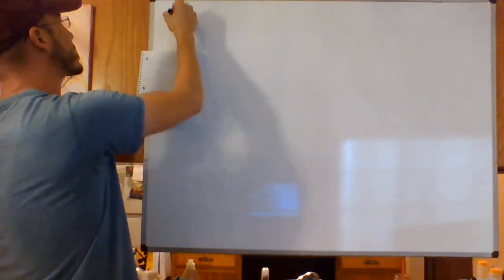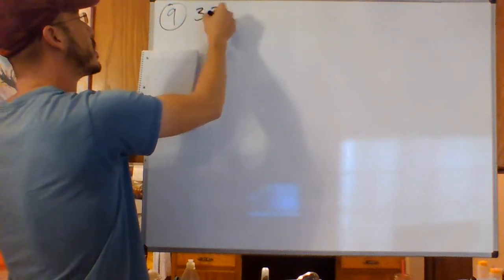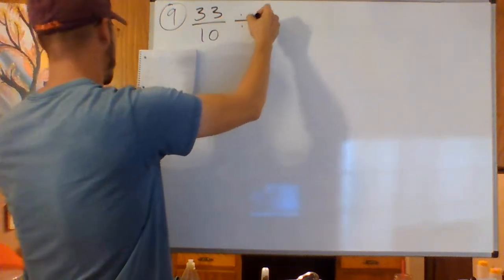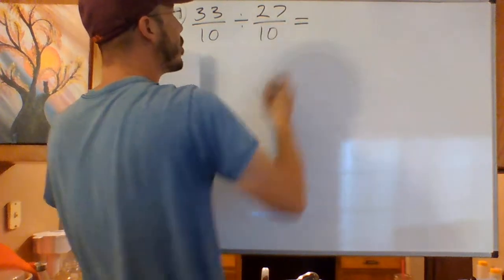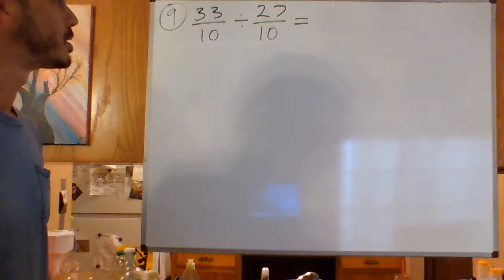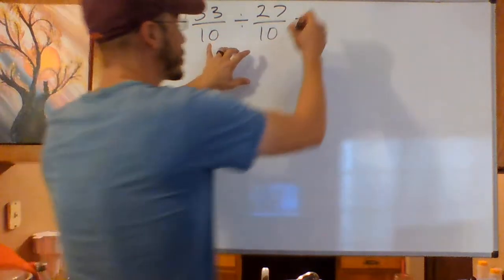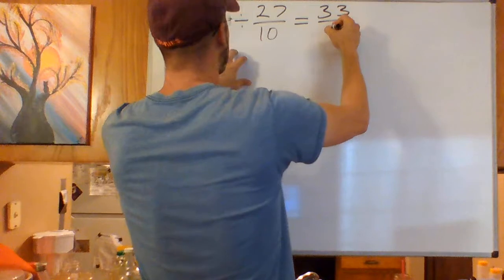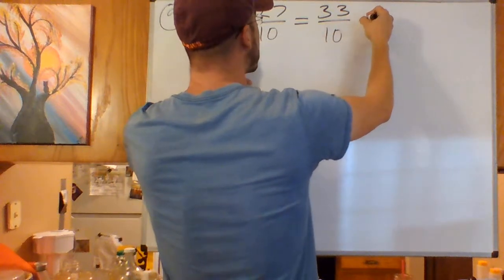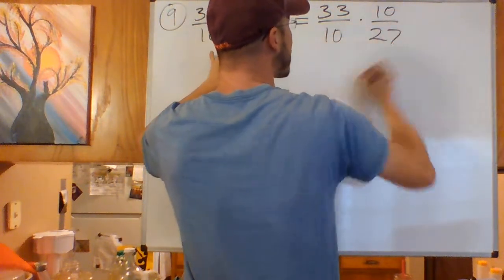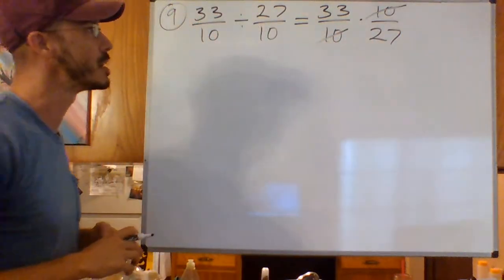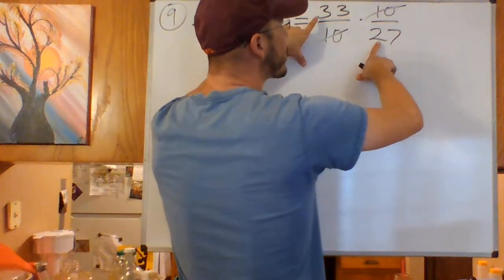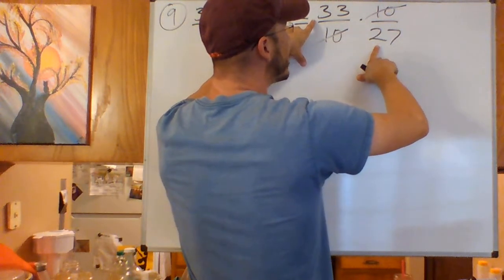The next one is also numerical, and I think it's going to be a little bit quicker, though, because we'll be able to cancel some of it quite directly. When I change this into a multiplication problem, 33/10 times 10/27, I can see there's a 10 upstairs and a 10 downstairs, factors of 10 that I can cancel right away. But also factors of 3, both of these are divisible by 3.